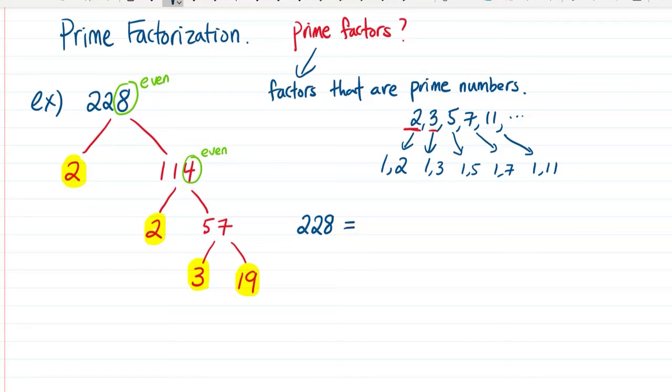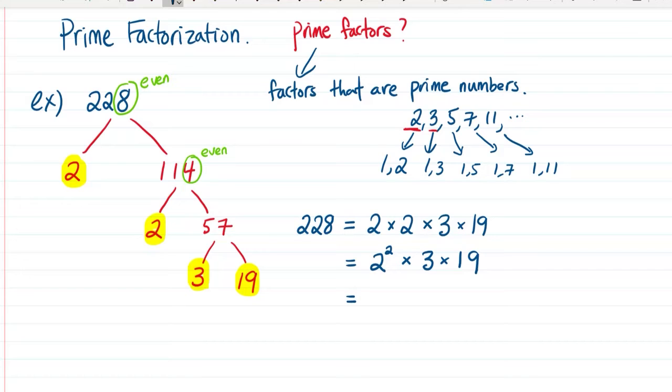228 is equal to 2 times 2 times 3 times 19 as a product form. You can also write it in exponential form, which means if you have the same prime factor more than one time, then we can write it as 2 squared times 3 times 19. So that's another form of the answer.